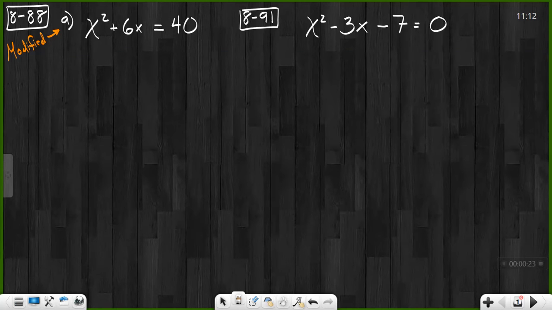88A was a homework problem. I did modify this a little bit. They had x squared. They had the 40 on the left side. I'm just going to show you what it looks like here when it's not in standard form. Let's go ahead and review. All right, first thing we want to do is get it in standard form.